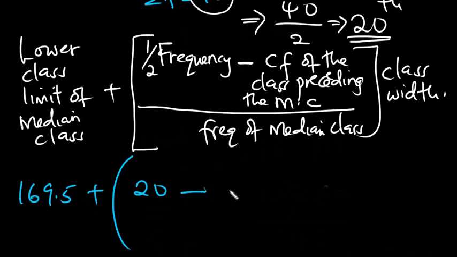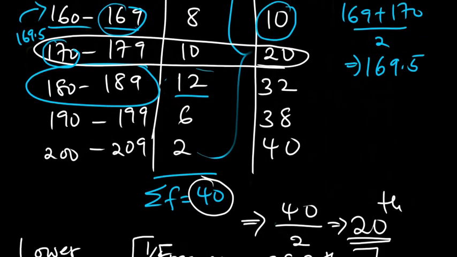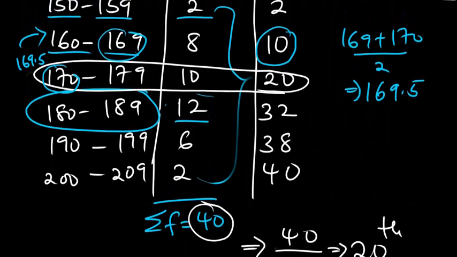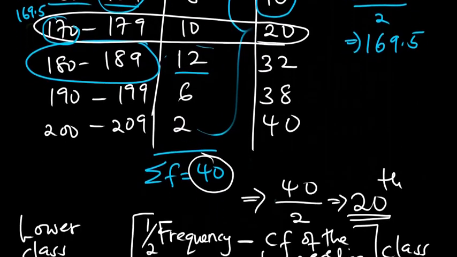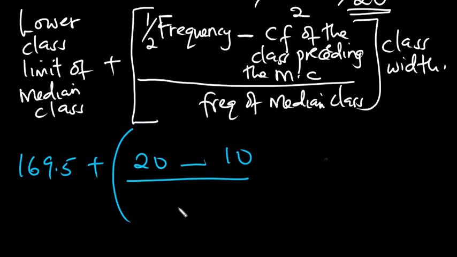So it's 20 minus 10, and then we divide it by the frequency of the median class. The frequency of the median class is 10. So we divide by 10, and then we multiply by the class width.